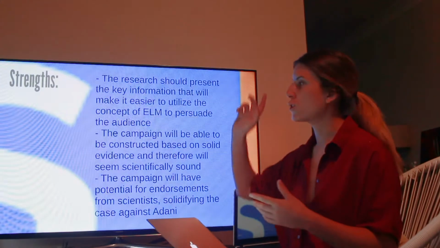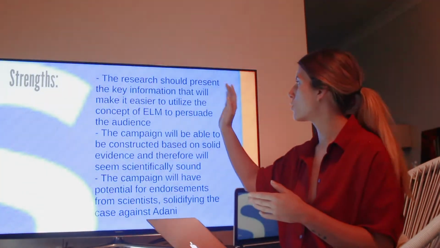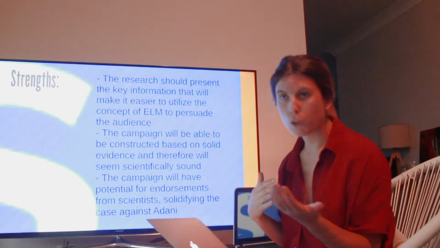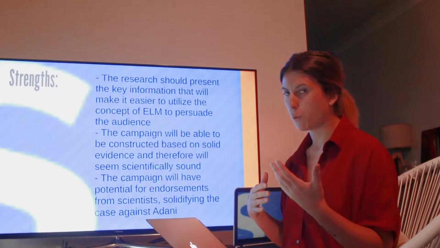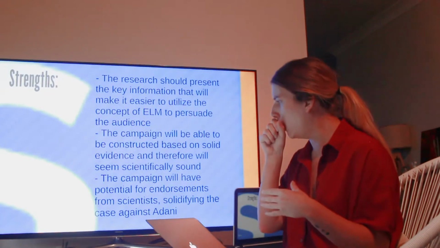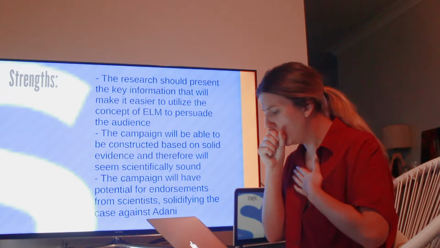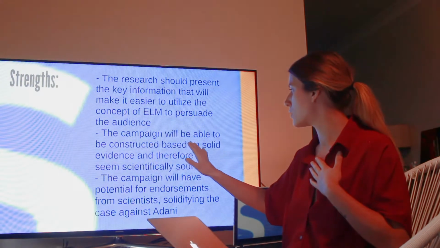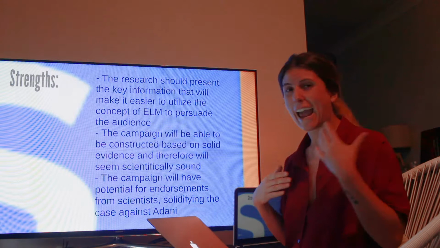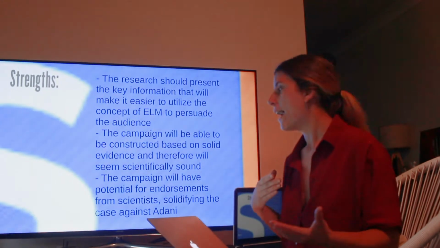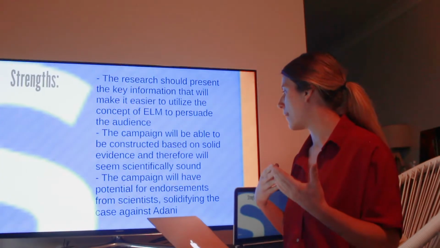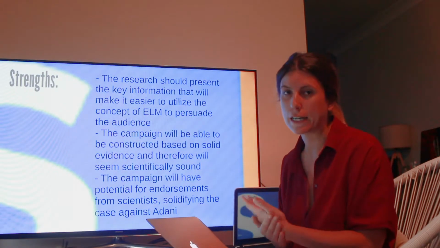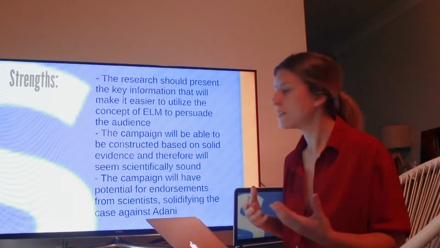Through our strengths, the research should present key information that will make it easier to utilise the ELM model, and that will persuade the audience. We have to make sure that it's constructed on solid evidence and seems scientifically sound. And we also have to make sure the campaign has a potential for endorsement from scientists, political leaders, and lobbyists.